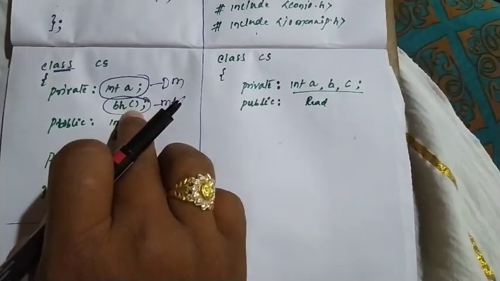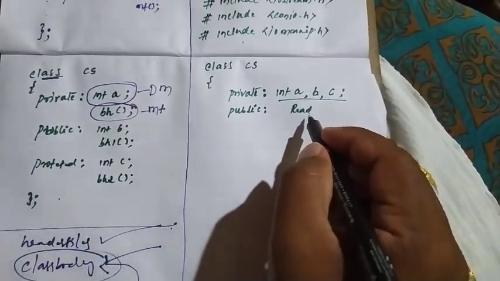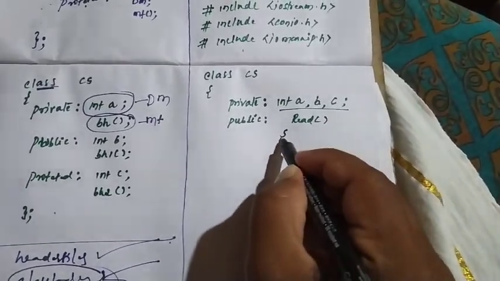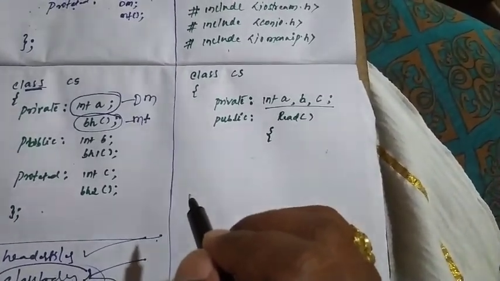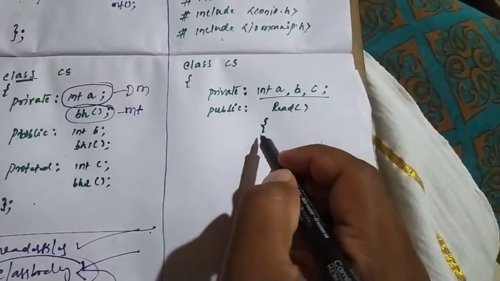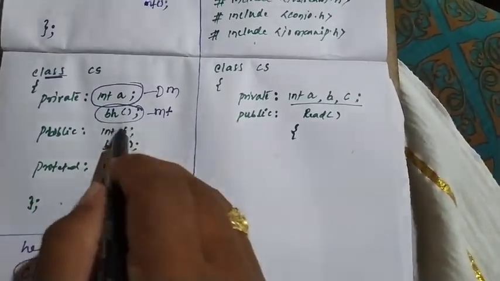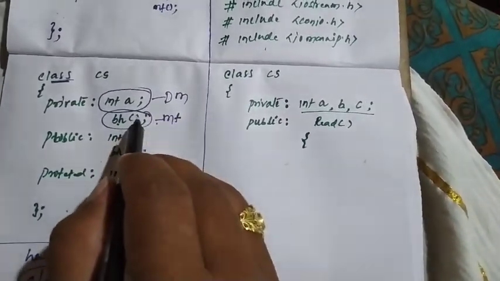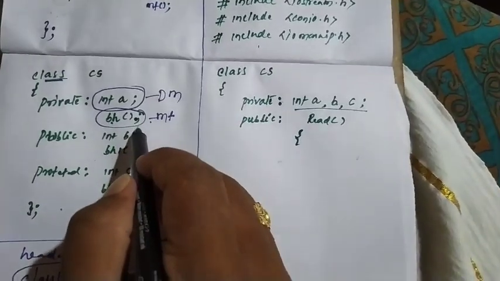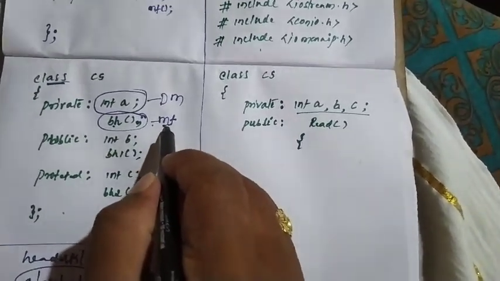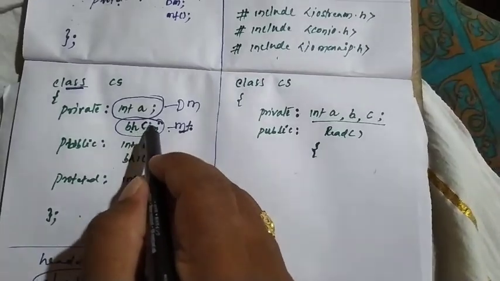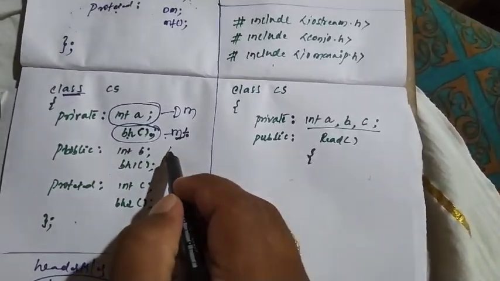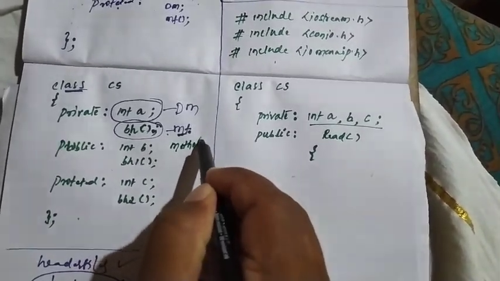Here I have taken bh; in the place of bh I am taking read, with parenthesis, and open the flower bracket. Here I have taken a flower bracket, but for bh I have not taken one, because there I have just declared a function but didn't declare its body. This indicates a method declaration. Any function declared without a body acts as a method declaration.